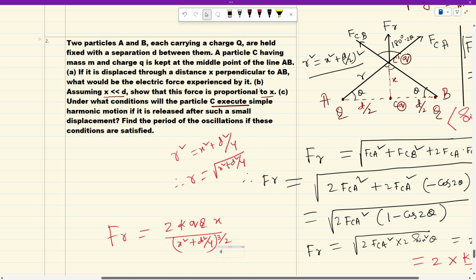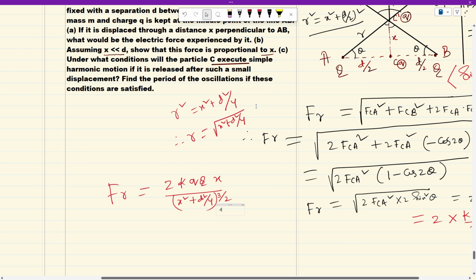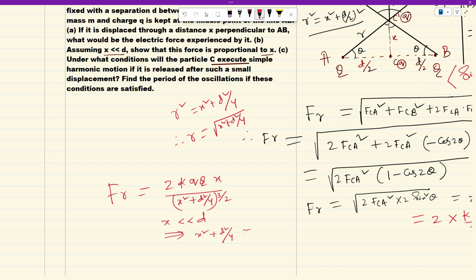Now for the second part, assuming x is very much smaller than d, so that this force is proportional to x. This we do by some approximation where x is very much smaller than d. X much smaller than d implies x square plus d square by 4 is approximately equal to x square. Isn't it? Because x is very small compared to d, this will be approximately equal to d square by 4, because x square you can neglect compared to d square by 4.